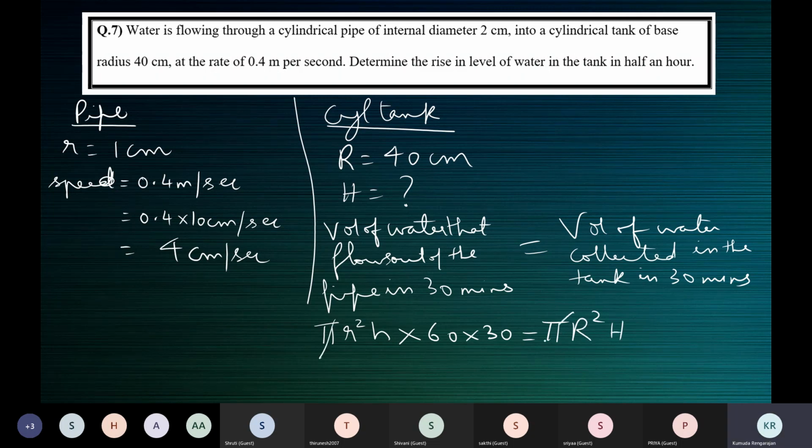So pi gets cancelled on both sides. R is 1, so 1 square into height. H is 4 centimeters for 1 second, into 60 for 60 seconds, that is 1 minute, into 30 for 30 minutes, is equal to 40 into 40 into h. H is what we have to find. Work this out and find the value of h.